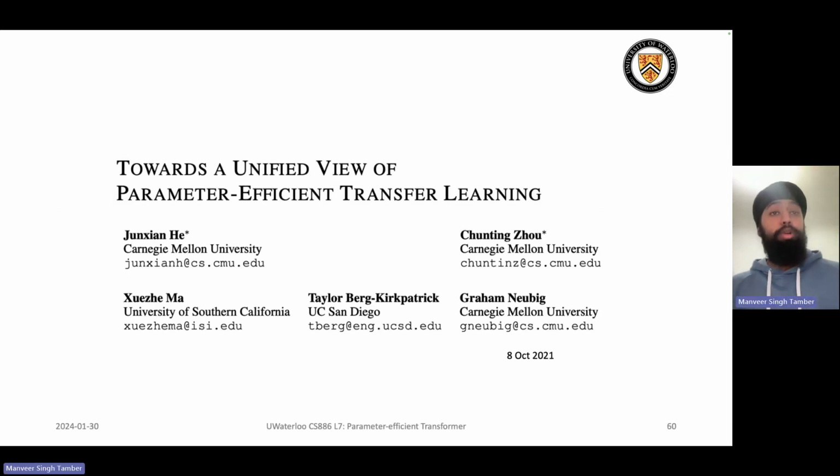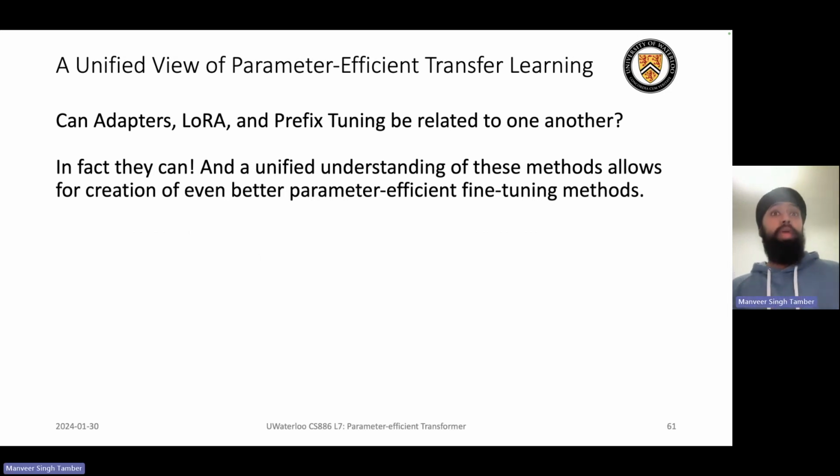And now that brings me to this paper, Towards a Unified View of Parameter-Efficient Transfer Learning, which relates prefix tuning to adapters and then tries to draw new insights from that relation. Mainly, they try to answer, as I just mentioned, can adapters, LoRA, and prefix tuning be related to one another? And in fact, they can, and a unified understanding of these allows for the creation of even better parameter-efficient fine-tuning methods.